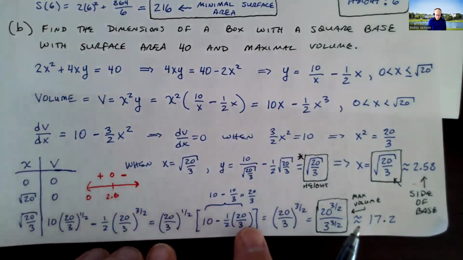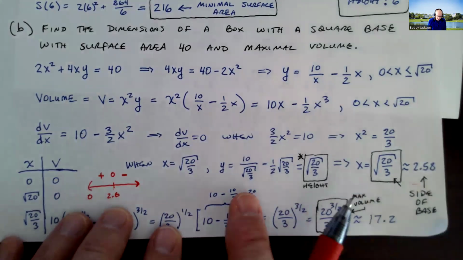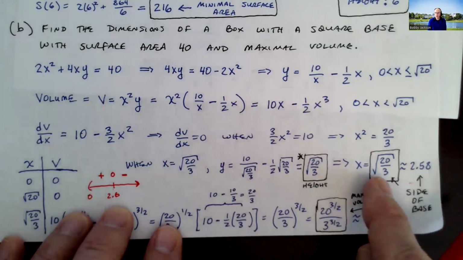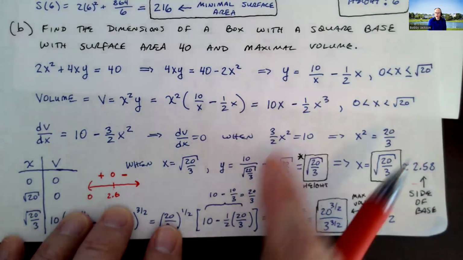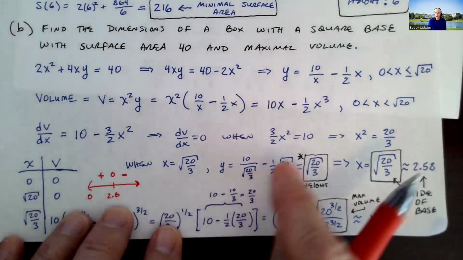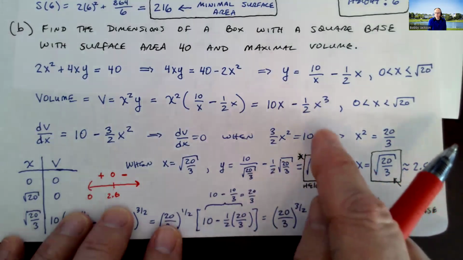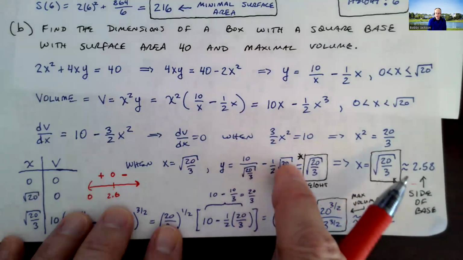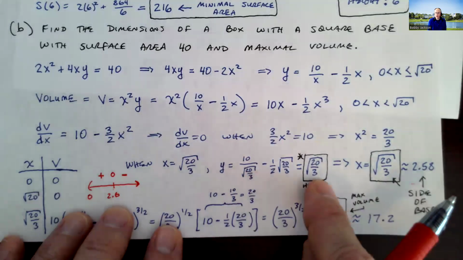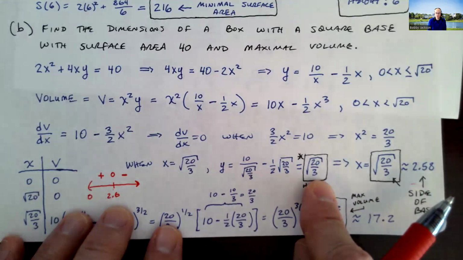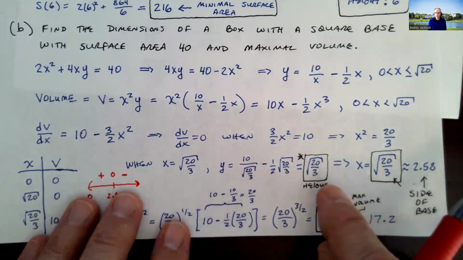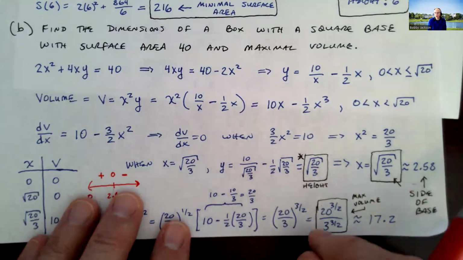Now, the value of y in that case, I can plug into this formula here for y, letting x be the square root of 20/3. So 10 divided by square root of 20/3 minus 1/2 x, which is again square root of 20 thirds. Now, this right here magically is equal to just the square root of 20 thirds, which of course means again that both of our length, width, and height of the box are all equal, meaning we have a cube.